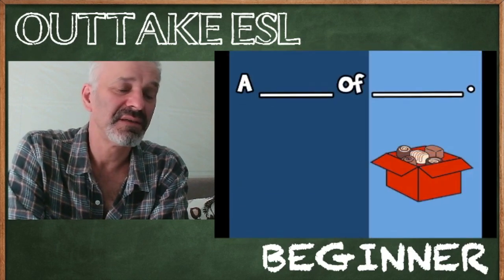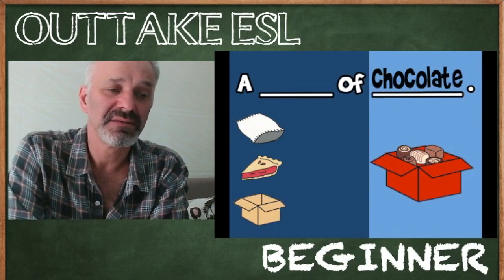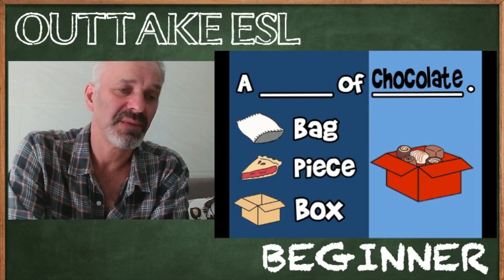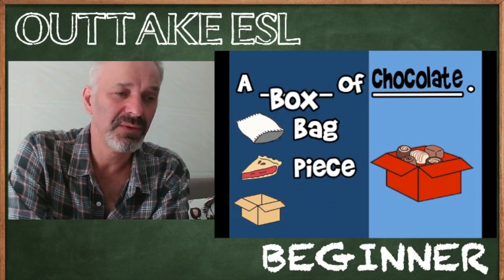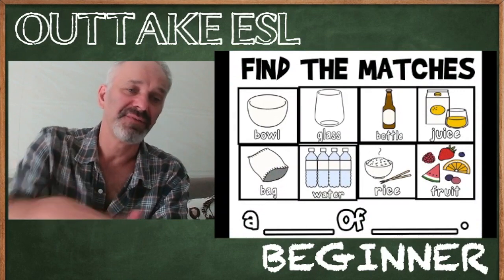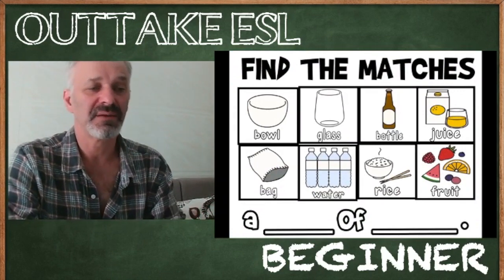What are these here? Chocolate. Is it a bag of chocolate? A piece of chocolate? Or a box of chocolate? A box of chocolate. Very good. And since we were talking about containers here, I have a find the matches game. So we'll go through that. We were just talking about matching them up.